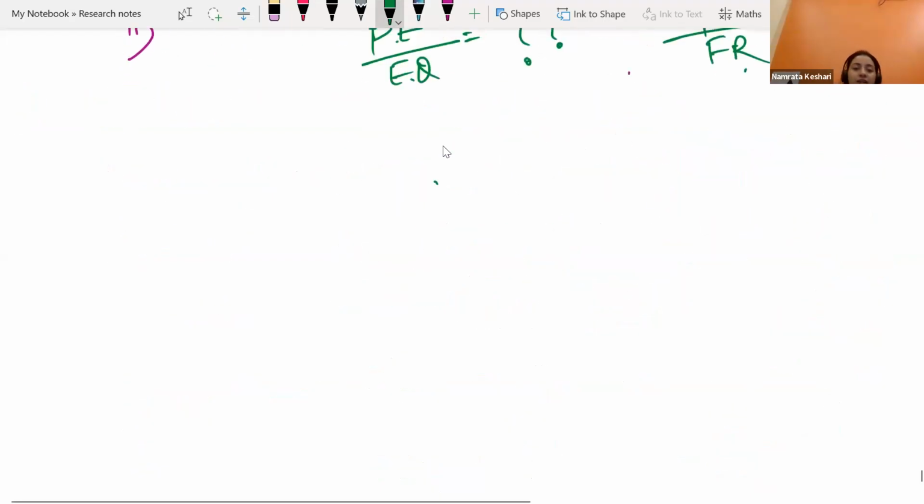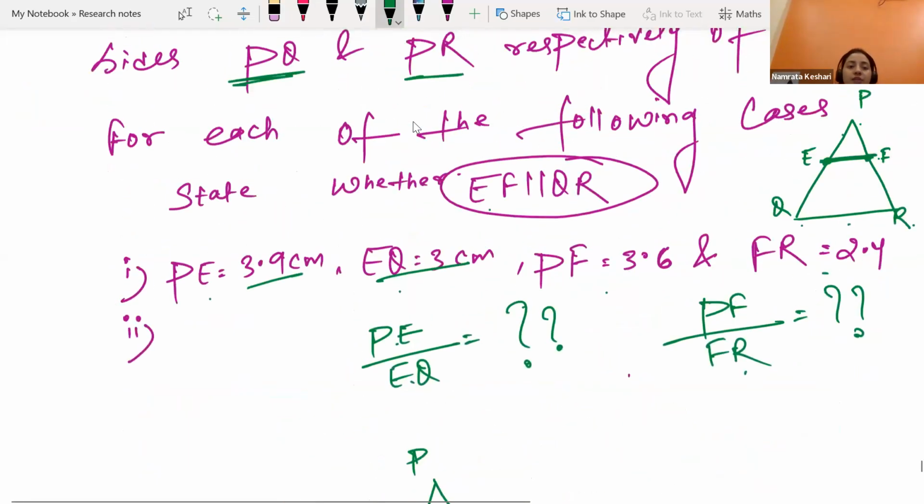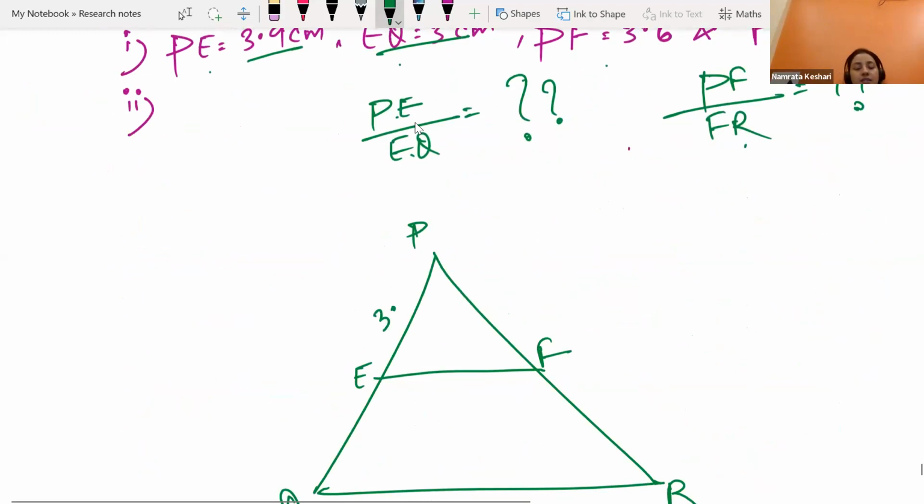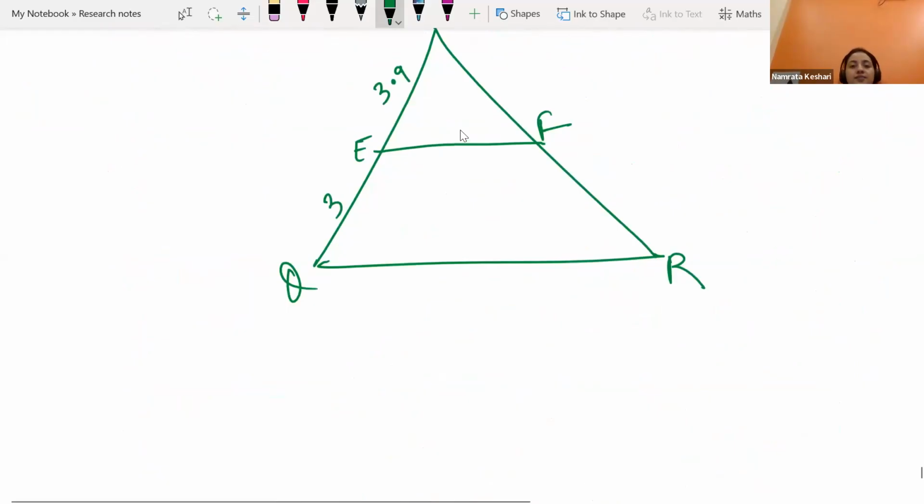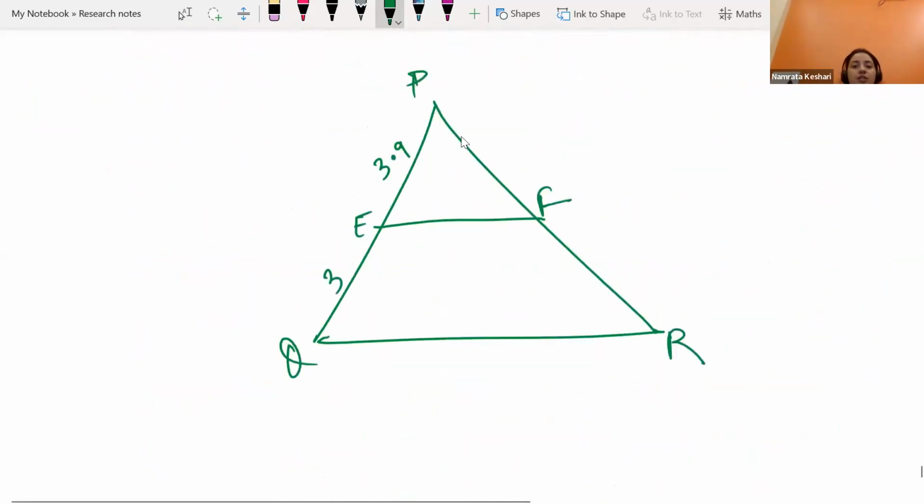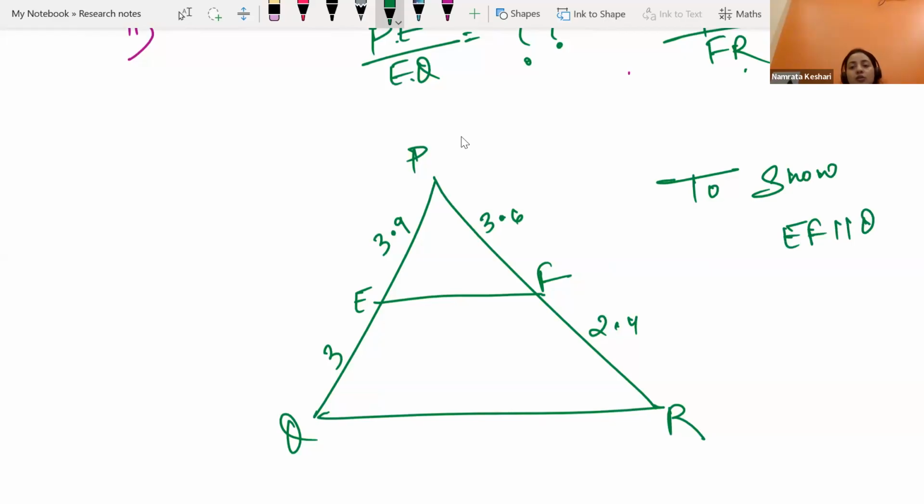We are having a triangle PQR. A line EF is there, and in the question it is given that PE is 3.9. It is given that EQ is 3. It is given that PF is 3.6, and it is given that FR is 2.4. And we have to prove that EF is parallel to QR. That's what we have to show.